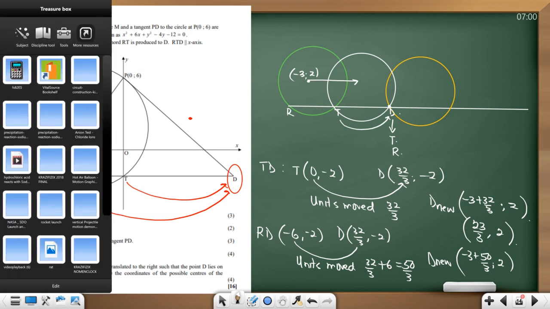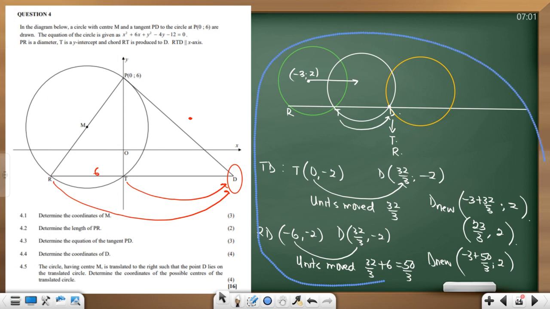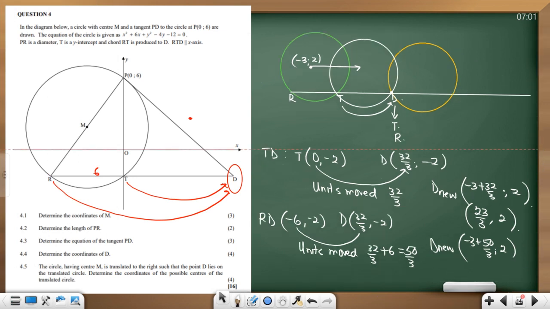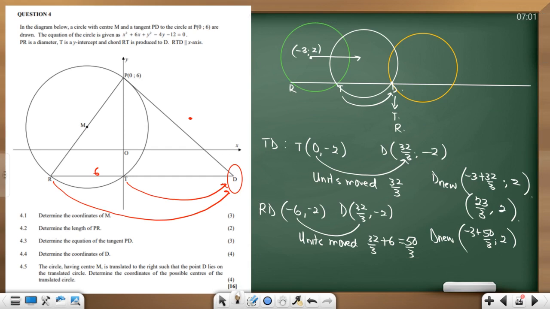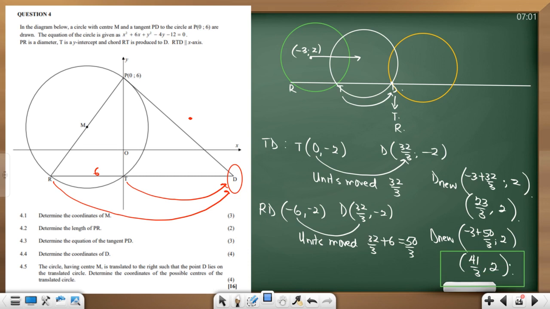So what will be that? Let's quickly get that out. -3 plus 50/3. Missed my 0 there. 41/3 and 2. So 41/3 and 2. Let me shift this whole thing upwards a little bit. So 41/3 and 2. So these are your answers. I hope it makes sense.